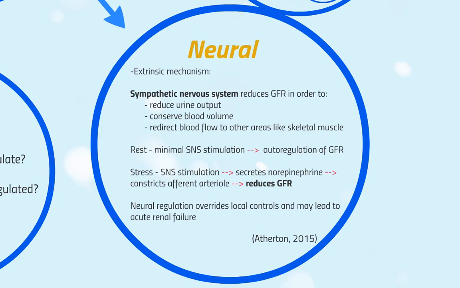At rest, there is minimal sympathetic nervous system stimulation, but under stress, the sympathetic nervous system is stimulated and secretion of norepinephrine occurs. This constricts the afferent arteriole, reducing blood flow and GFR. This response will override local controls and may come at the cost of acute renal failure.